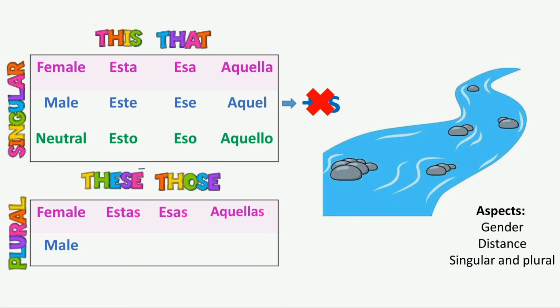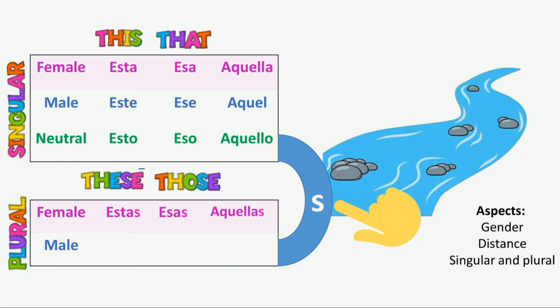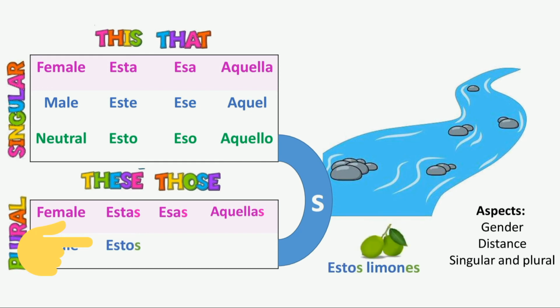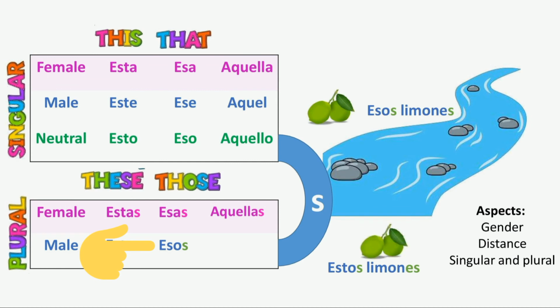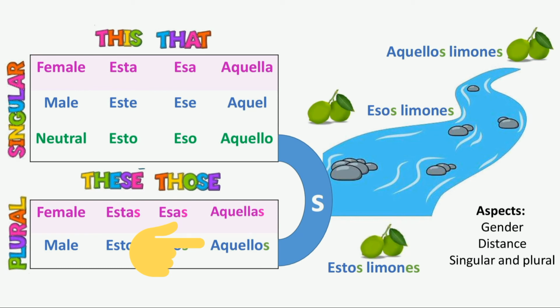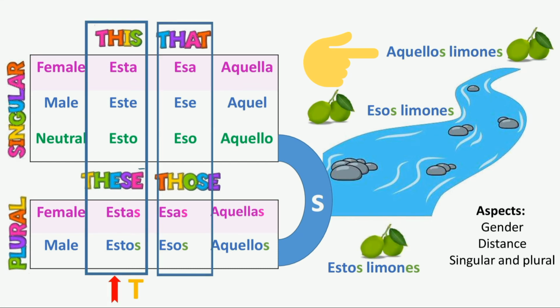In the male plural gender, the most common error is to add s to the singular male gender, and this can't be done because the correct way is to form the plural gender by adding an s to the neutral gender. Estos limones. Esos limones. Aquellos limones.